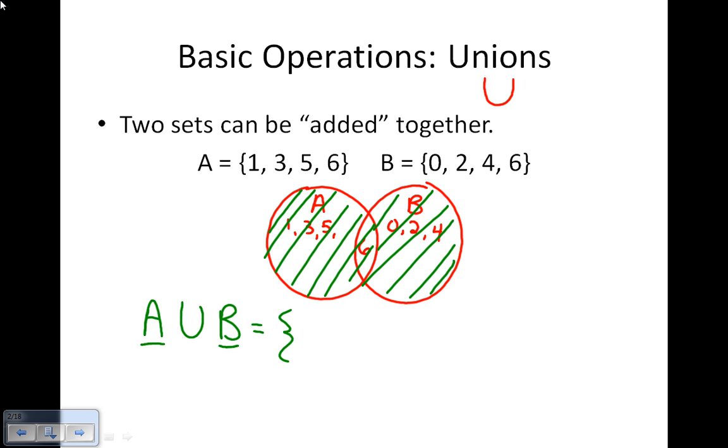And my resultant set is going to be the combination of all the numbers that are inside both of them. So if we start from least to greatest, we'll have a 0, 1, 2, 3, 4, 5, and 6. Notice that I just went 0, 1, 2, 3, 4, 5, and then 6 shows up in both locations. Even though it shows up in both locations, we only need to write it once. So 6 would be written just once. So the combined set of A unite B would contain all of the members of both of those sets.